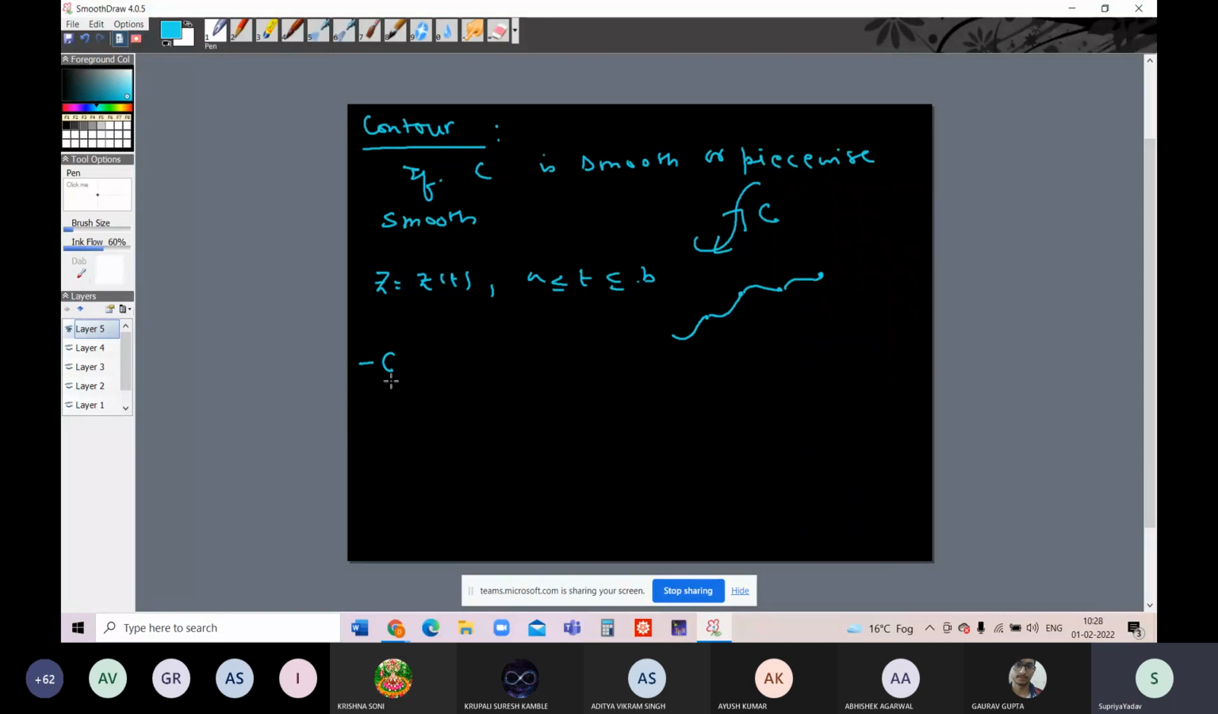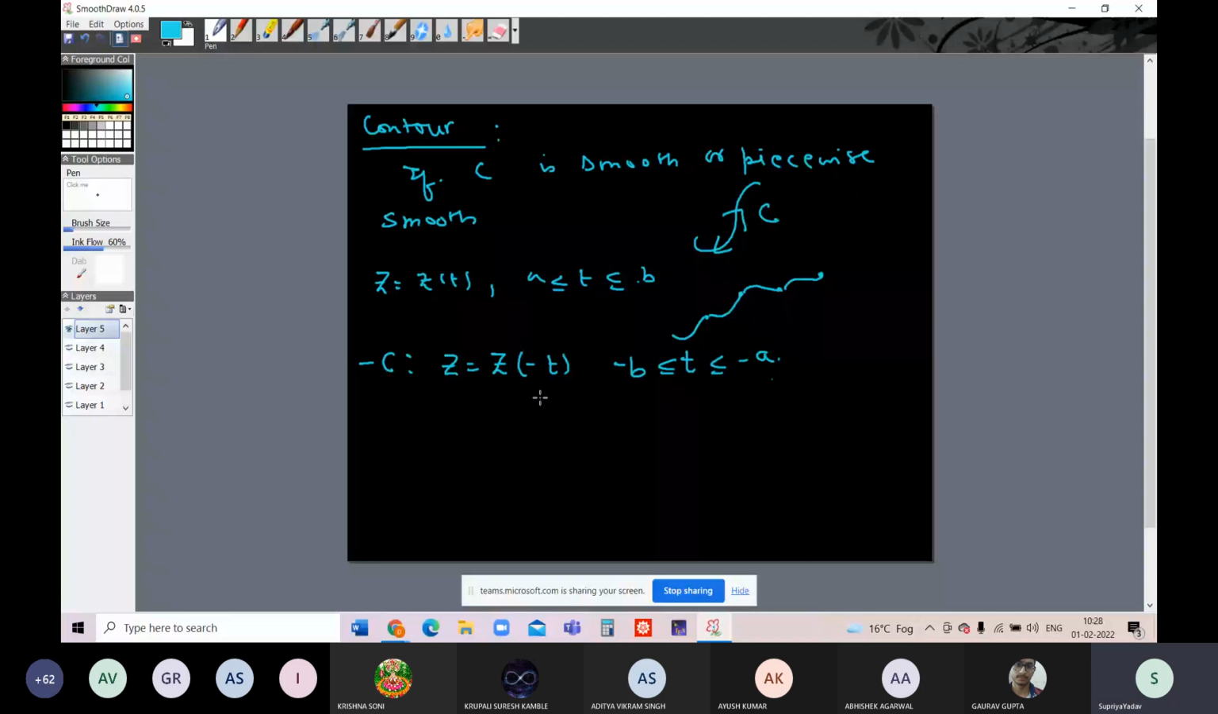And this curve minus C is defined as z is equal to z of minus t, where this t lies from minus b to minus a. So when t lies in the interval minus b to minus a, z is defined as z of minus t. So this is the same curve.